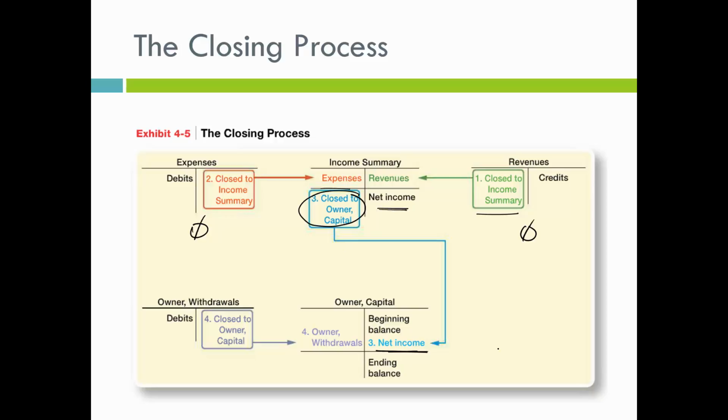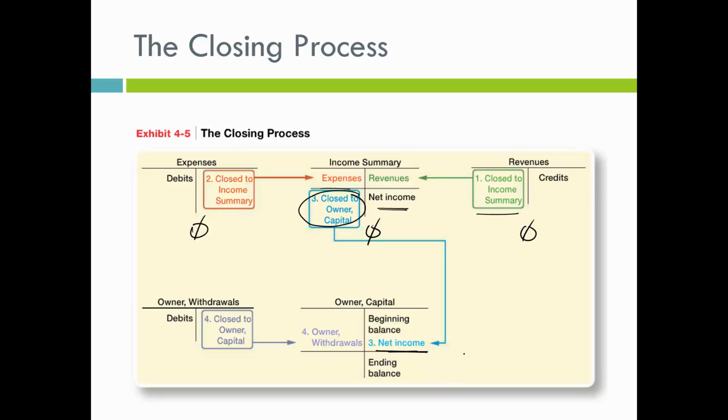So that's what I need to do. I credit net income. I credit the capital account. I debit the income summary account for the amount of the net income. So if I'm crediting capital, I'm adding to it. So now I'm giving the owner, and then income summary has a zero balance, and the capital account has been updated with that net income.